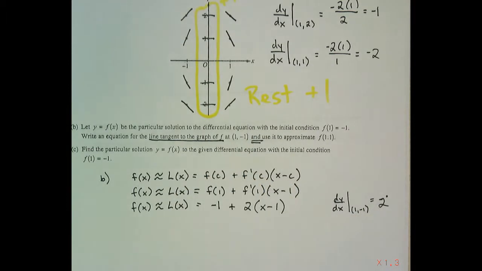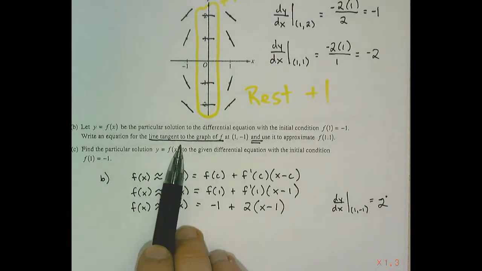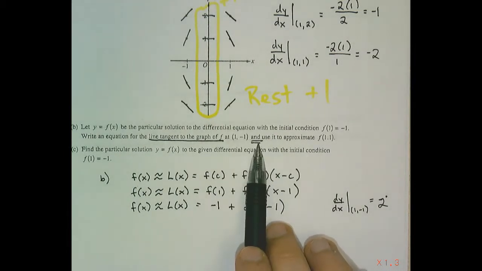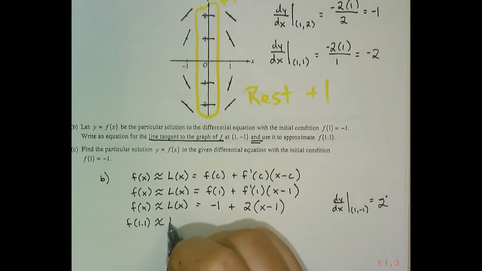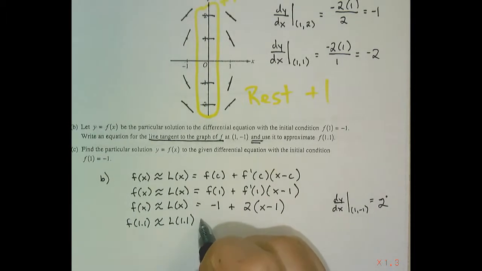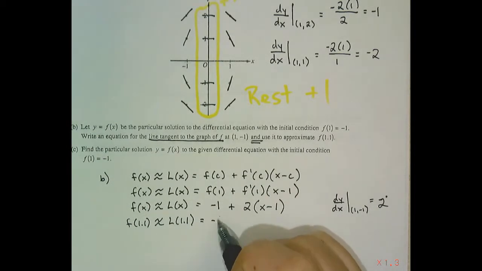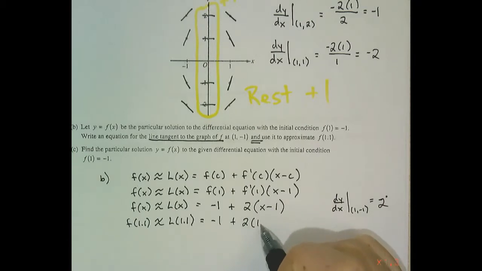Okay. That's the first part of the question. Write the equation of the tangent line. The second part is use it to approximate f of 1.1. So f of 1.1 is approximately the tangent line at 1.1, negative 1 plus 2 times (1.1 minus 1).